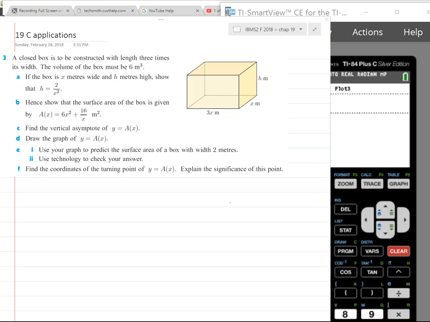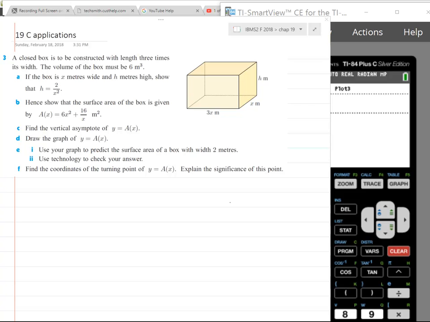And then they give you this picture of the box, and they've identified that the base is 3x, the width is x, and the height is h. So part A: if the box is x meters wide and x meters high, show that h equals 2 over x squared. It's probably baffling as to how you're supposed to do that, except remember that they also gave you this key information about the volume, and the volume is actually 6 meters cubed.